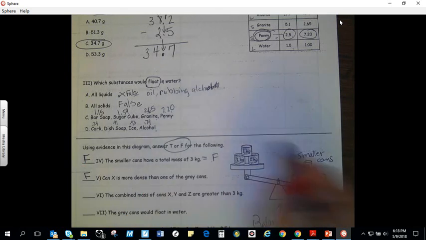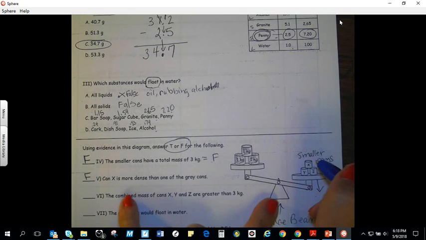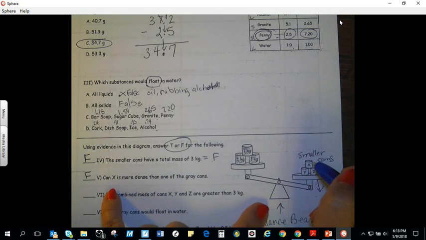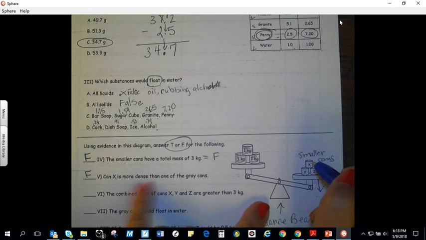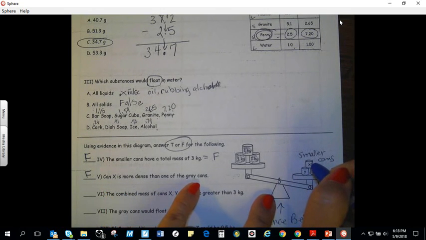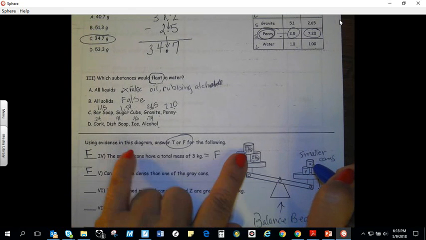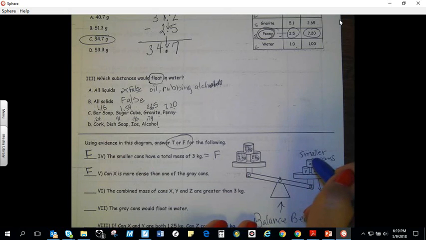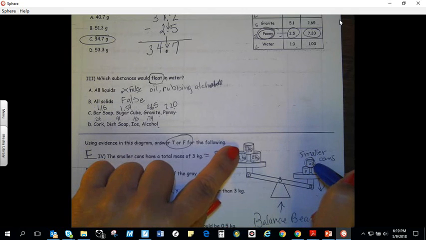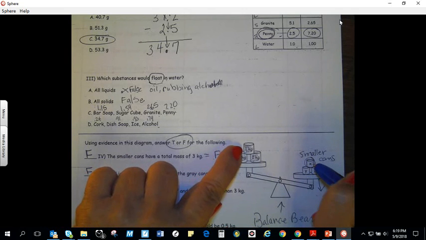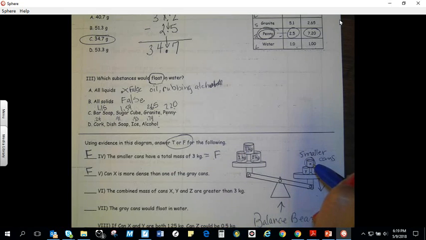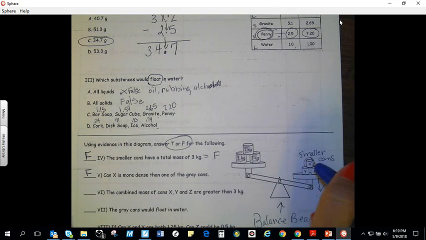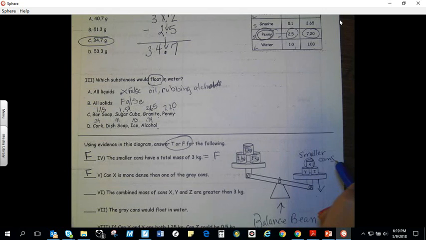Okay. So, I think I said that wrong. Can X is more dense than one of the gray cans. So this one can't be more dense, because look at the size of it. So it's going to have less. It can't be more dense than one of these here. Because we're not talking about mass, we're talking about density.